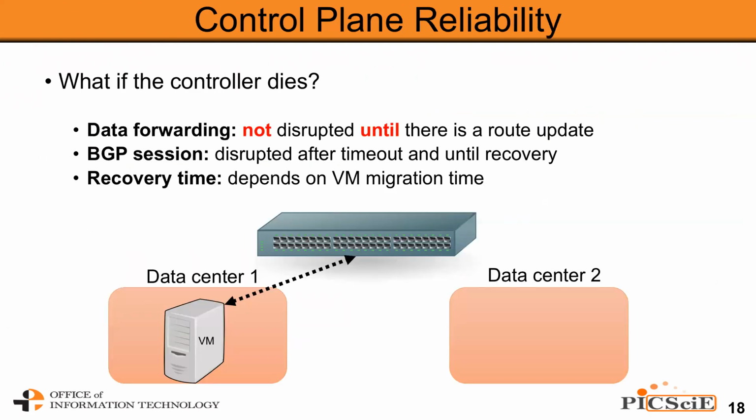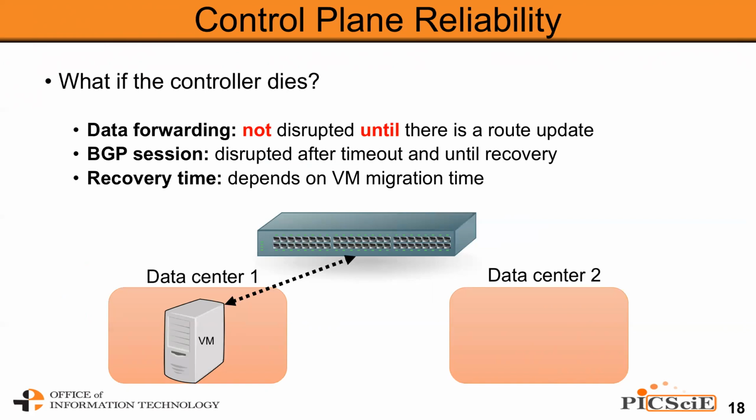Okay, in terms of reliability, this is a big question, and of course a very valid and serious thing to think about. What if the controller dies? Data forwarding is not disrupted until there is a route update, of course, and the other side realizes that our control BGP is dead. So the BGP session will be disrupted after a timeout and until recovery. So the big thing is recovery.